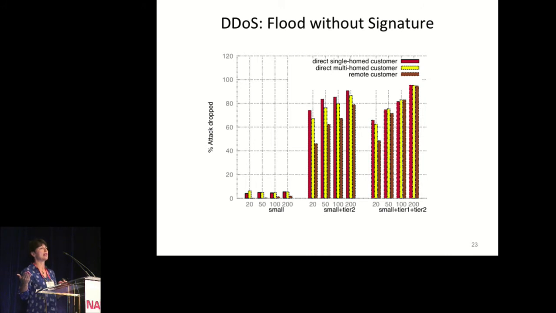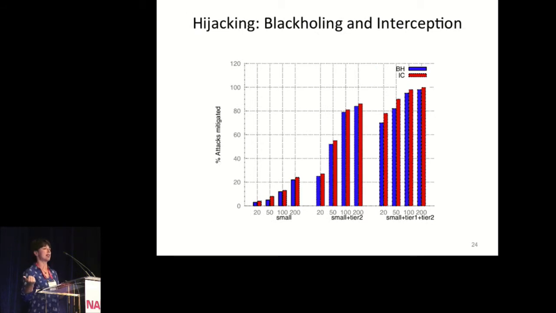However, when you do have deployment in Tier 2 and Tier 1 ISPs, and this is, again, very small deployment, it goes from 20 deployment points to 200, and only 25% of those are Tier 2 and 5% are Tier 1s. We have huge benefit for both direct customers. Again, direct customers have more benefit than remote ones, but everyone else experiences benefit. Similarly, for interception attacks, we need deployment in Tier 2s and Tier 1s to have benefit. When these deployment points correct their routes, then the corrected route propagates to their neighbors. Even if they are not deploying SENSS, it propagates just by using BGP.